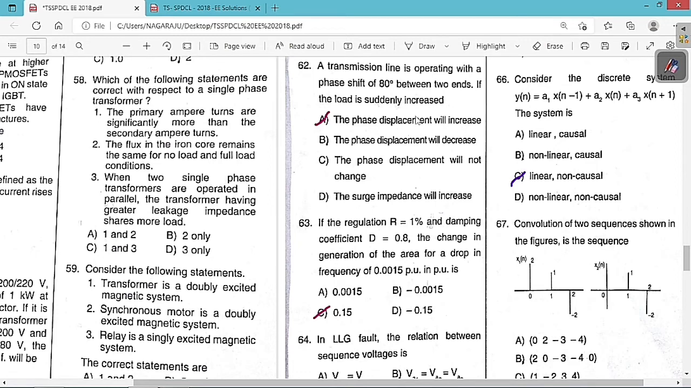See, whenever the load demand increases, it means the power demand increases. Whenever the power demand increases, the angle also increases. Therefore, the phase displacement will increase. So that option is the correct solution of this question. Therefore, a transmission line operating with a phase shift of 8 degrees between two ends, if the load is suddenly increased, the phase displacement will increase. Now we'll discuss the exact solution of this one.